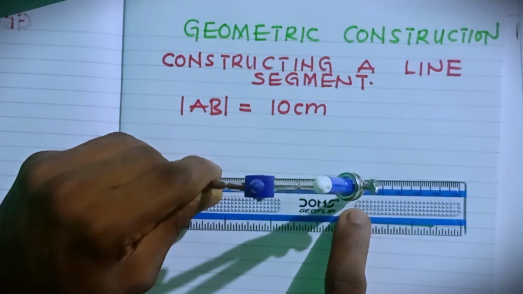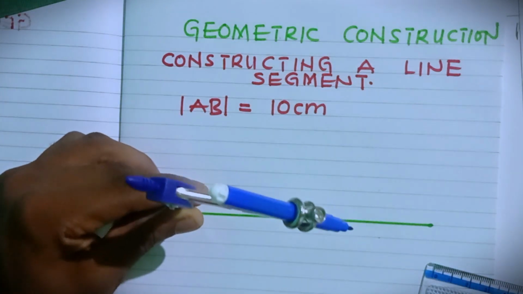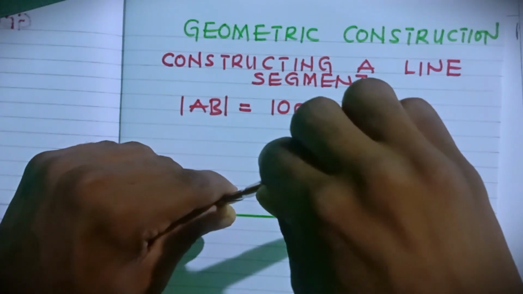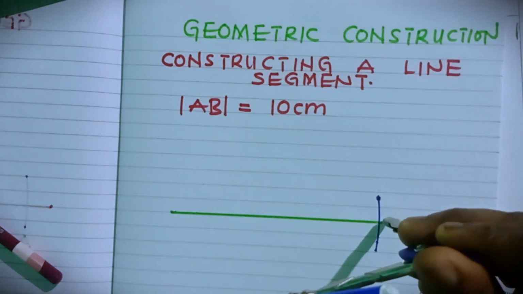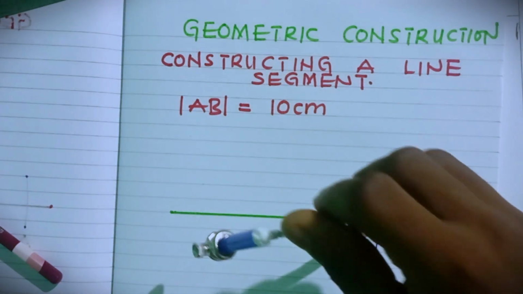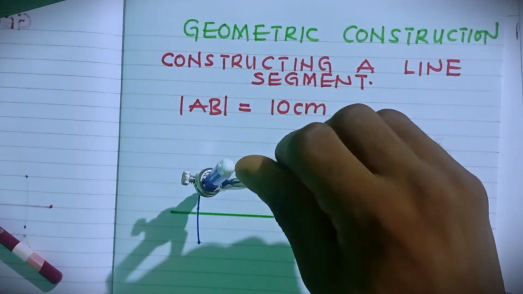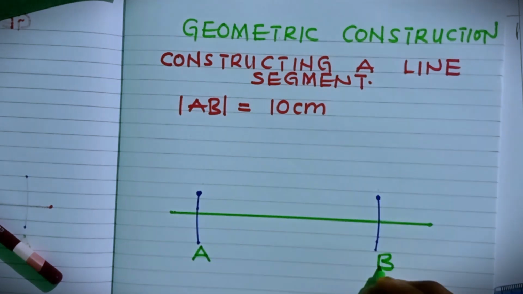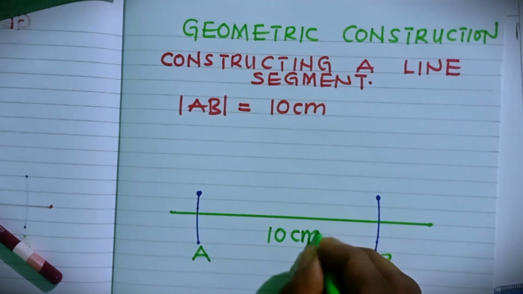Be on 10 exactly. Stand at one end like this. Make an arc to cross the line. Stand on that particular arc. Turn your compass and you construct another arc like this. Label your line segment AB. The length is 10 centimeters.